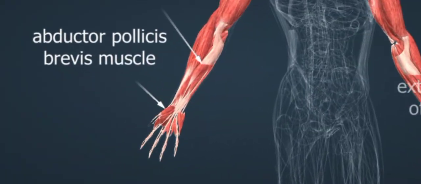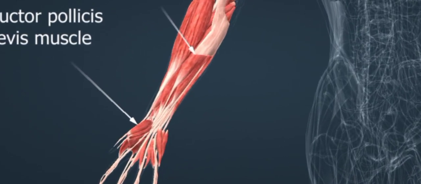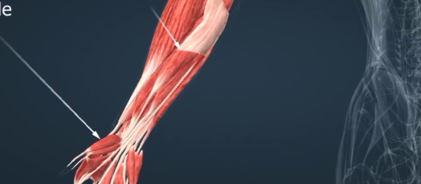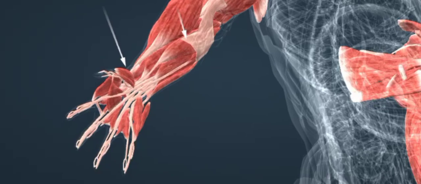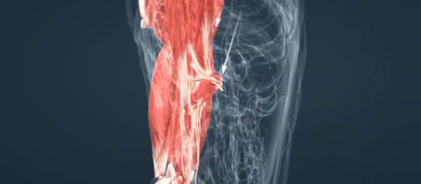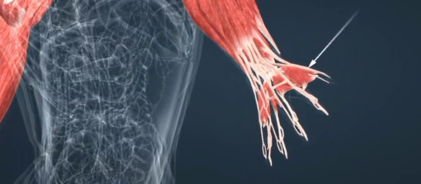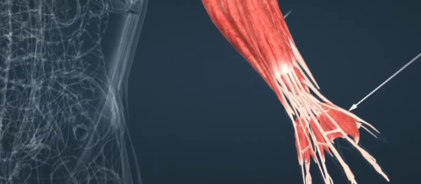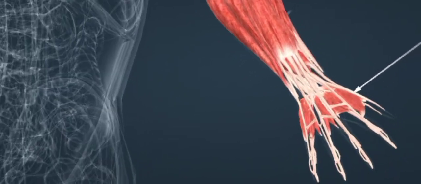The abductor pollicis brevis is a small muscle located in the hand. It plays a key role in the movement of the thumb. Specifically, it is responsible for abducting the thumb, meaning it helps move the thumb away from the palm, enabling you to grasp and manipulate objects.